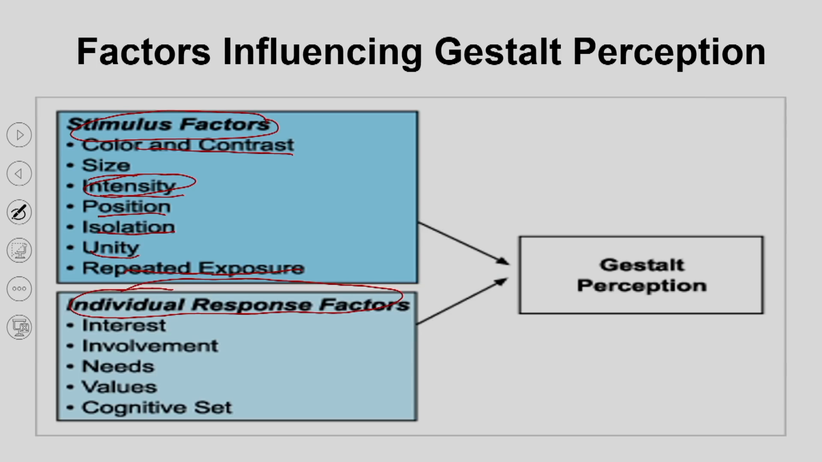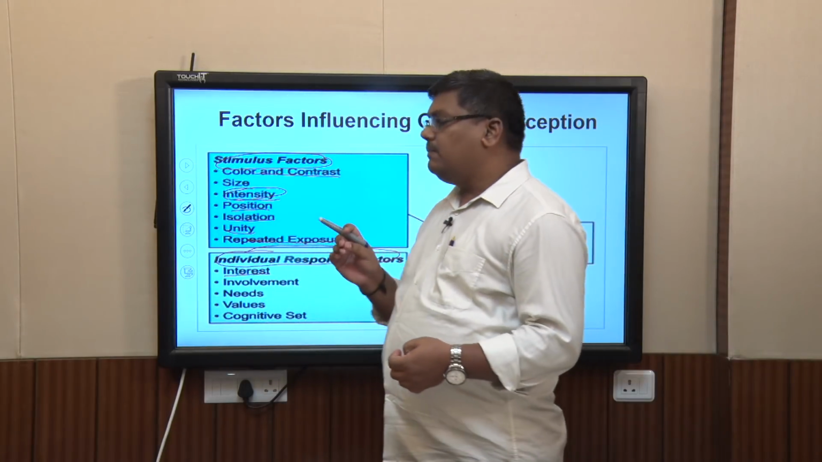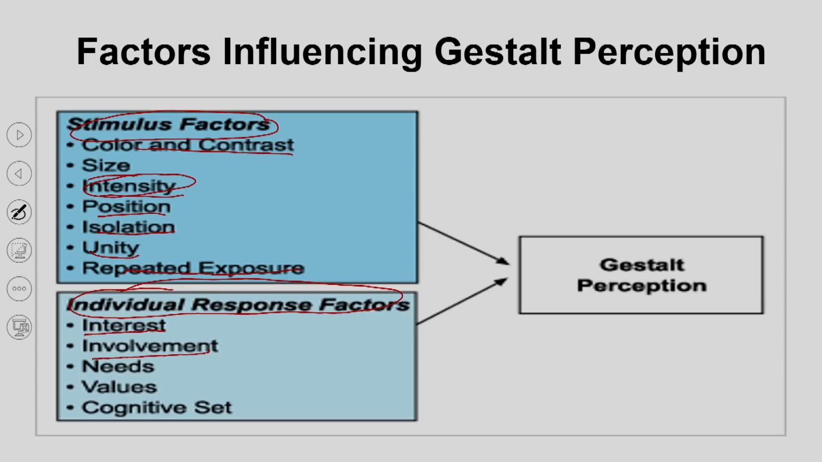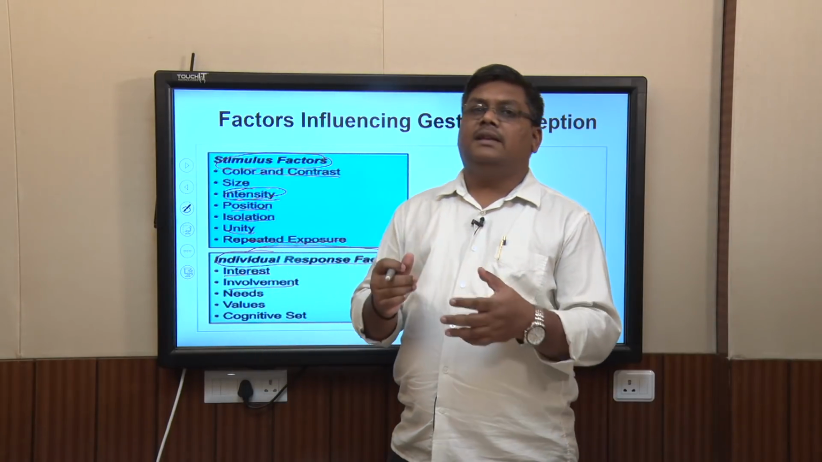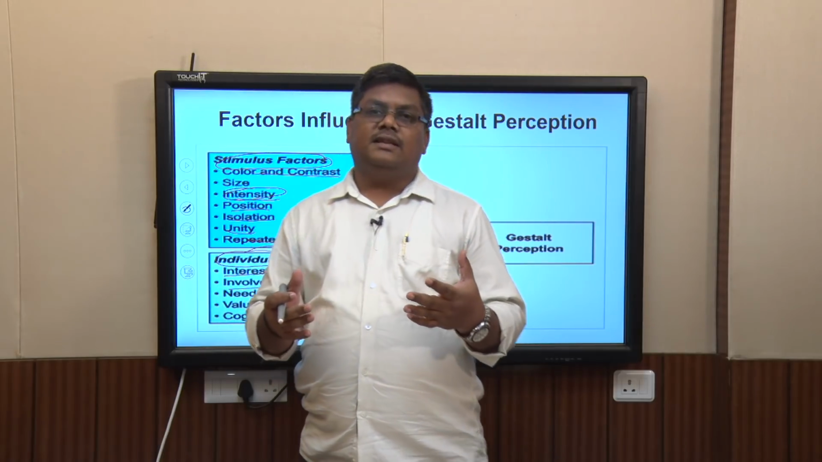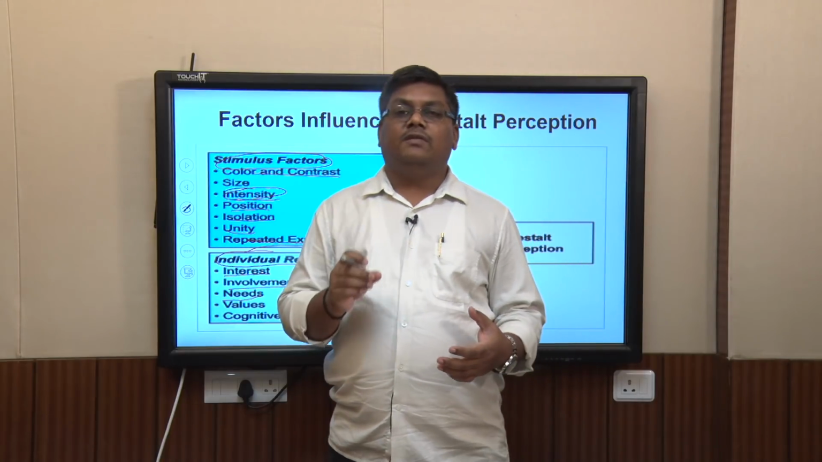And there are some individual response factors also, for example, interest. The more interested a person in the market is in a particular kind of product, the better he will perceive it. Involvement, the kind of involvement required on the part of the consumer. The more involved a consumer is with a particular product, the better he will perceive and remember it, and the better the chances of him buying it. Needs, how much need the consumer has of that particular product.